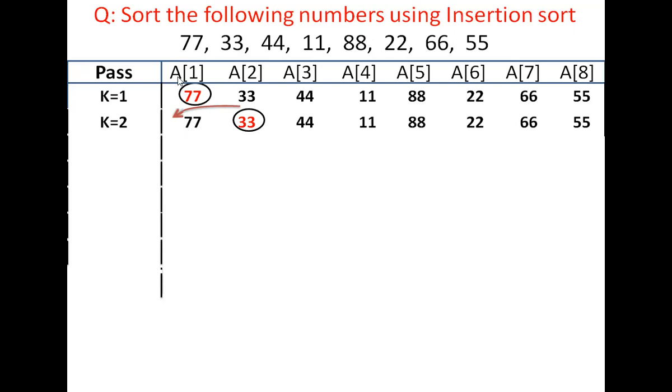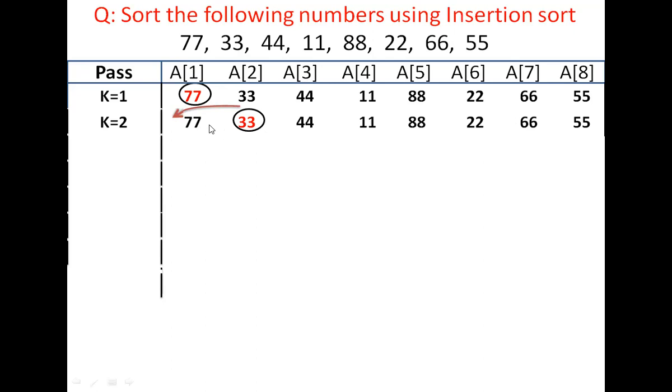Because your array begins from A of 1 here, I am assuming the array indexing in the numerical example beginning with A of 1. In actual implementation, the array index begins with 0. But for the numerical example, for easy understanding of this insertion sort technique, I am assuming that the array indices begin from 1, 2, 3. Right, so 33 is to be inserted before 77.